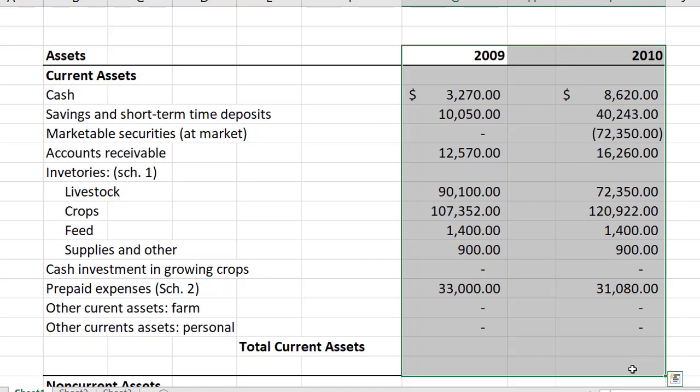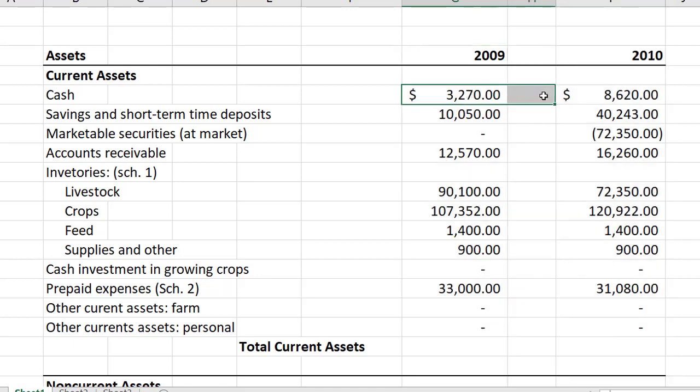So in the beginning, the farm had some cash. And that amount of cash grew over time. They had some short-term deposits. This is like a savings account at a bank or something like that. And that again has grown over time. So we have two different cash accounts at a bank.